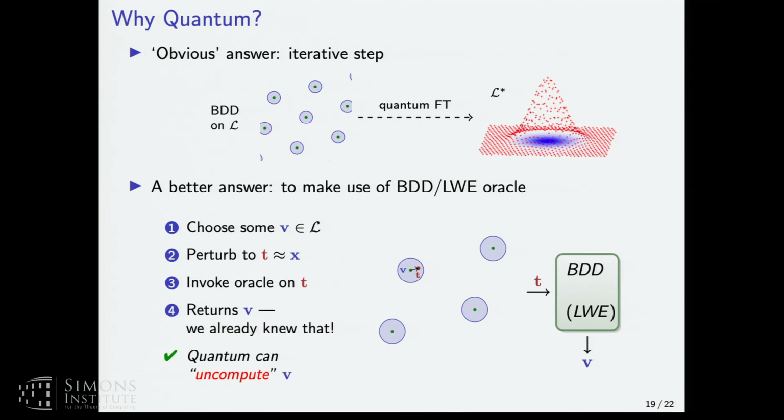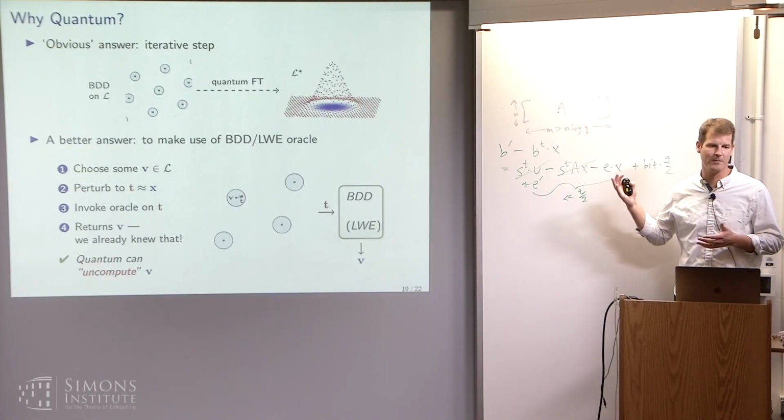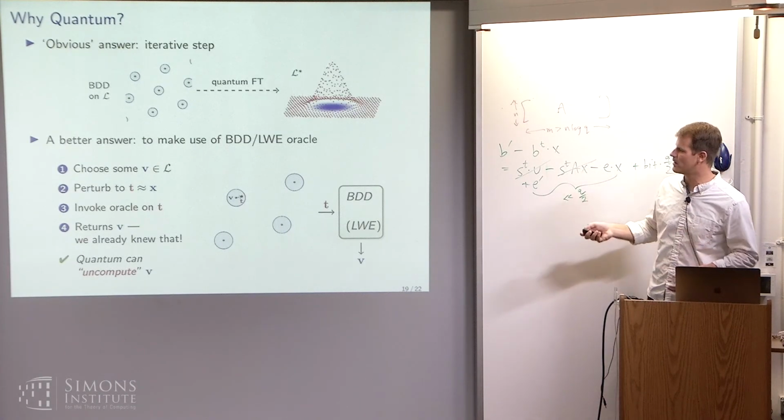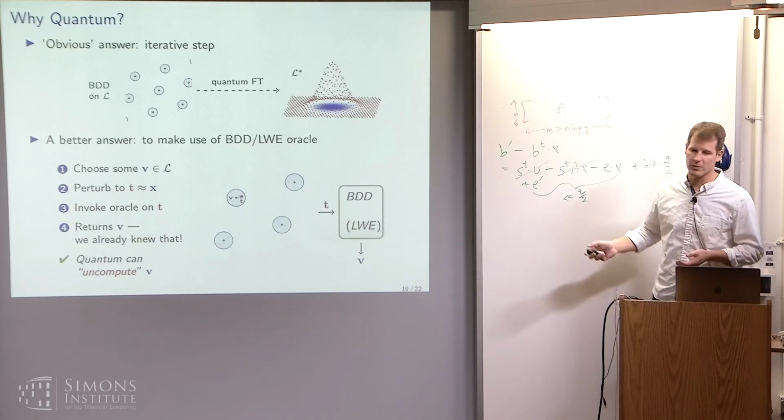But the point is that in the quantum realm, the quantum computer can uncompute V. When you invoke the oracle, you get back V, and you can use it to uncompute, or forget, that you started with V. And this idea is used to produce this superposition.